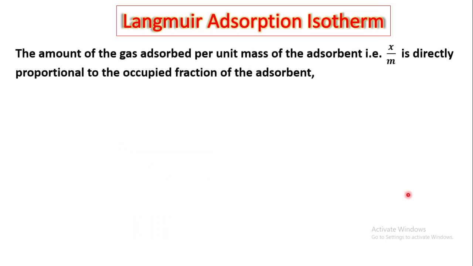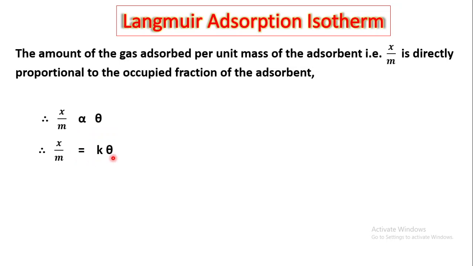Now the amount of gas adsorbed per unit mass of the adsorbent, that is x by m. x stands for the amount of the adsorbate and m stands for the amount of adsorbent. So the amount of gas adsorbed per unit mass of the adsorbent is directly proportional to the occupied fraction of the adsorbent. So therefore x by m is directly proportional to theta. Introducing the proportionality constant, we get k times theta.